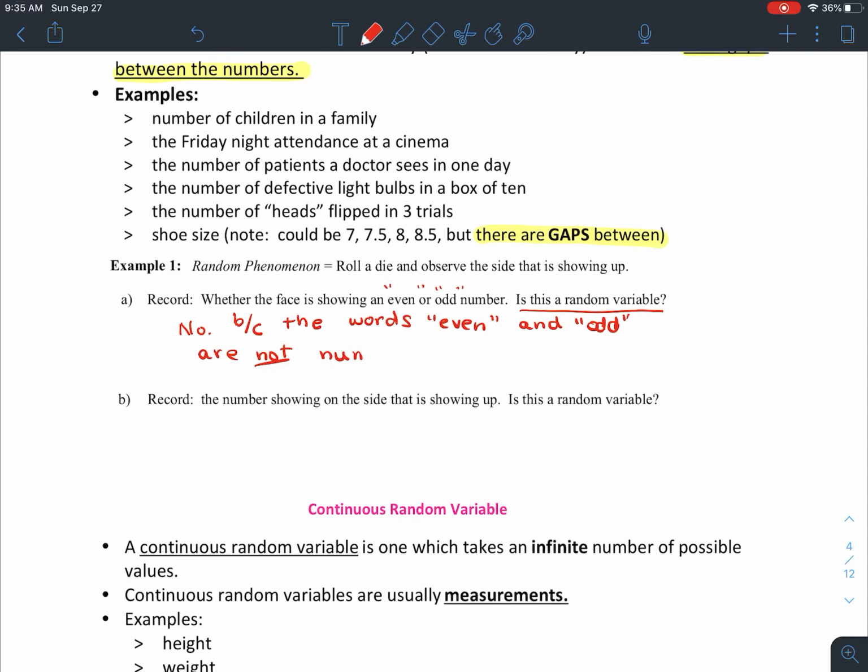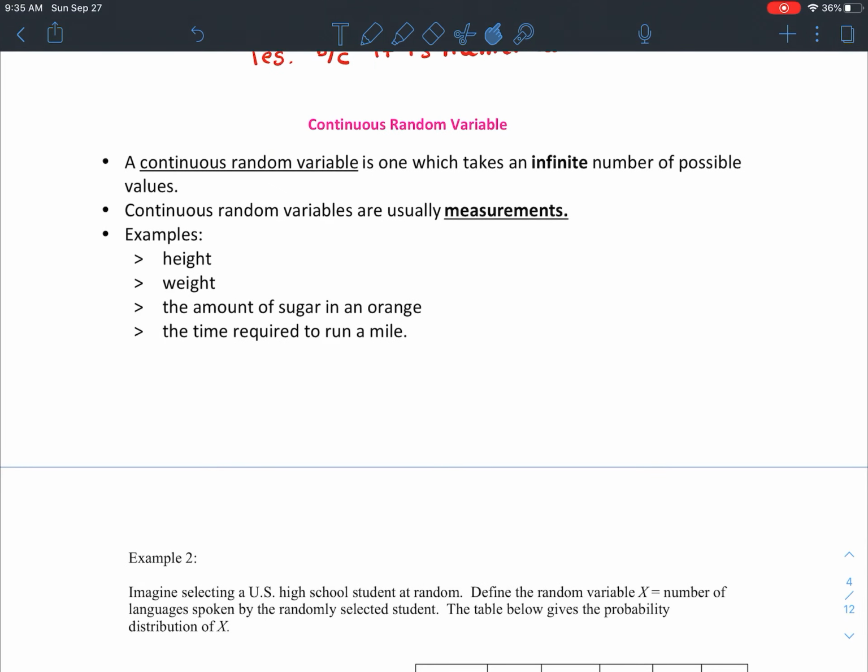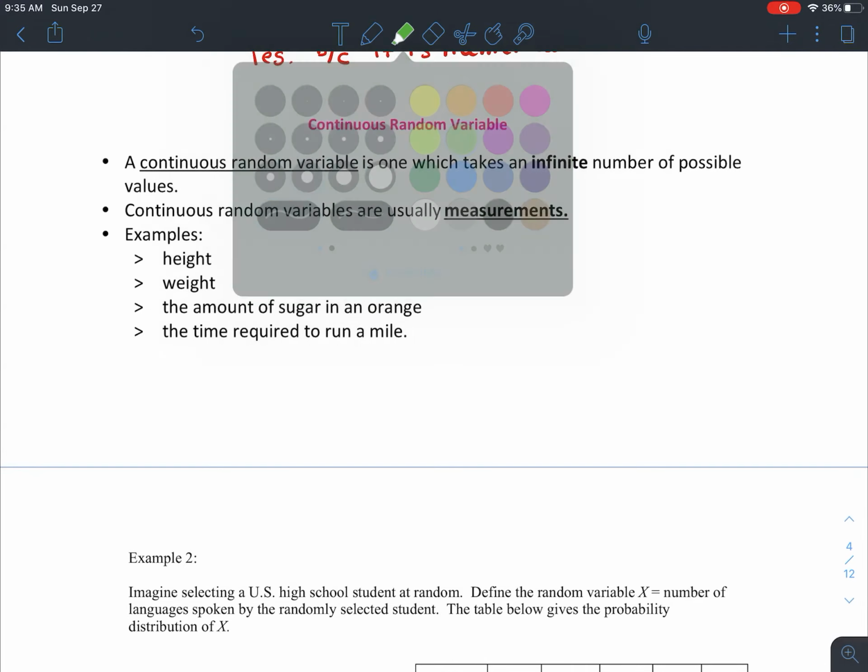So we're going to say no because the words even and odd are not numerical. Random variables are numerical in nature. Okay, so let's take the same random phenomenon, but now this time we're asked to record the actual number showing on the side that's facing up. Again, the question is, is this a random variable? Now for this one, we would say yes, it is, because it is numerical. Okay, so it's all about, what are we reporting here?